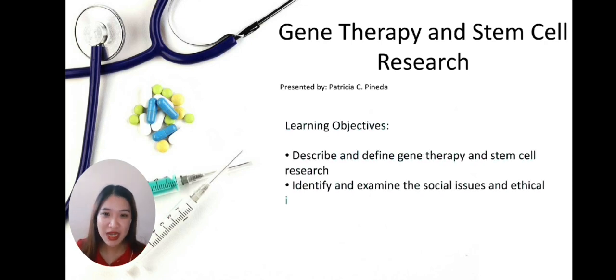For our learning objectives: describe and define gene therapy and stem cell research, and lastly, identify and examine the social and ethical issues. To learn more about this lesson, let's proceed to the next page.